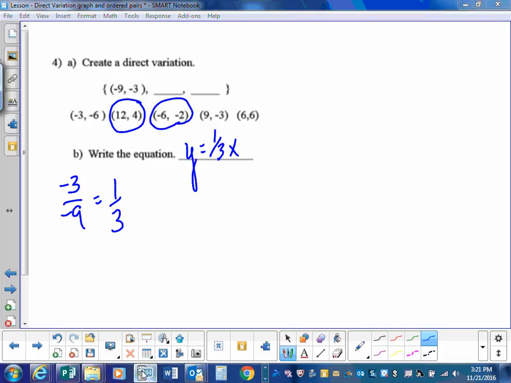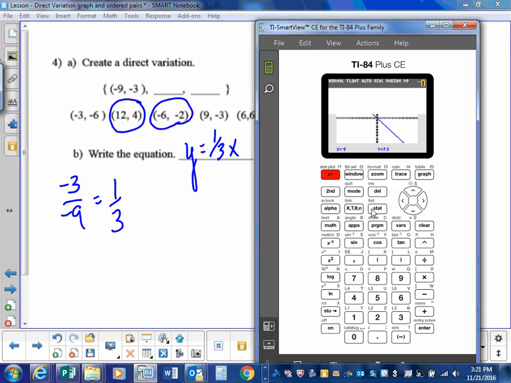Let's verify that on my calculator. And I'm going to trace. And I said 12/4. That is on my graph. And (-6, -2), that is on my graph. And let me see if the next one is 9. Is it -3? No, it's 3.